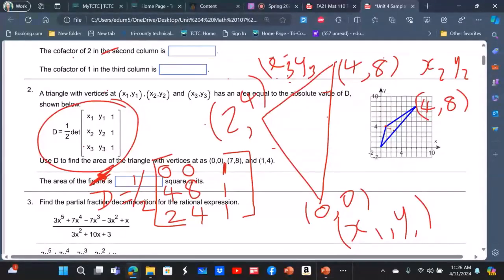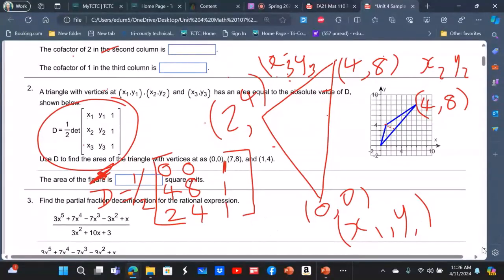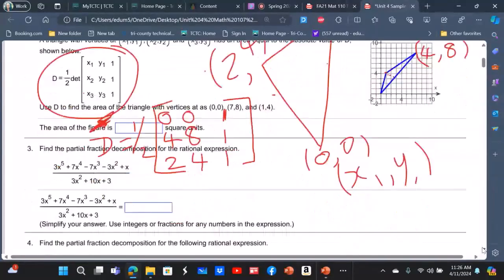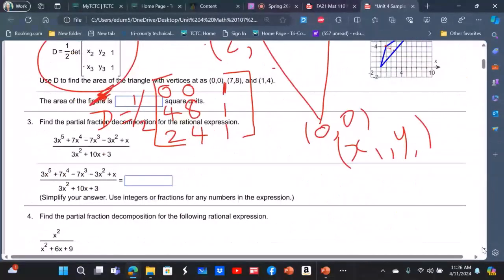I can find the area quickly. So we can do it by hand and then do it by calculator, and see if we get the same thing. So now I'm going to find the determinant of that matrix. D is equal to 1/2 outside, big parentheses.